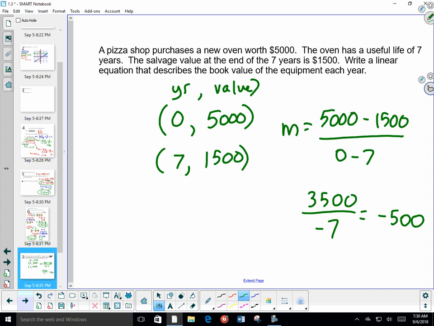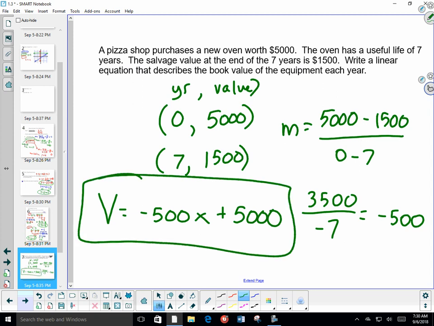And so our line, let's say its value equals that slope, -500 times x for the number of years, and then plus the initial amount, which was 5,000. So I think this equation right here would give us the value of the equipment each year from year 0 to year 7.